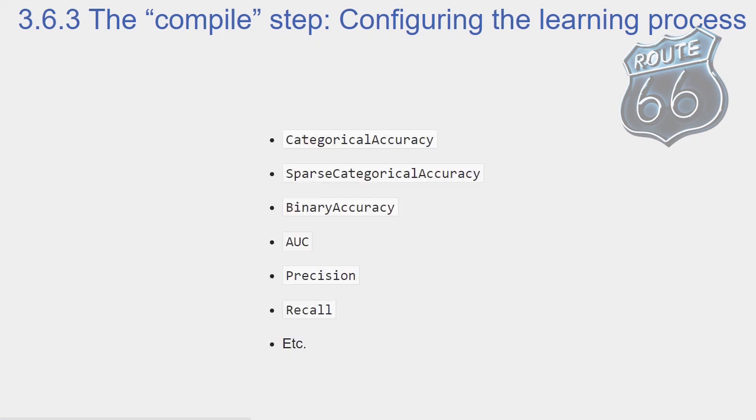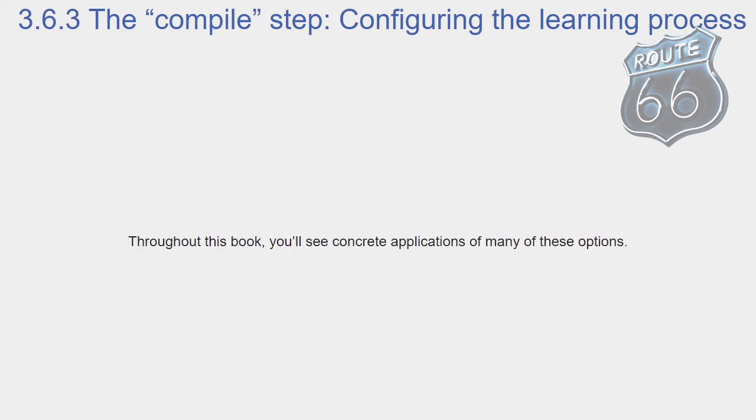Metrics. Categorical accuracy. Sparse categorical accuracy. Binary accuracy. AUC. Precision. Recall. Etc. Throughout this book, you'll see concrete applications of many of these options.